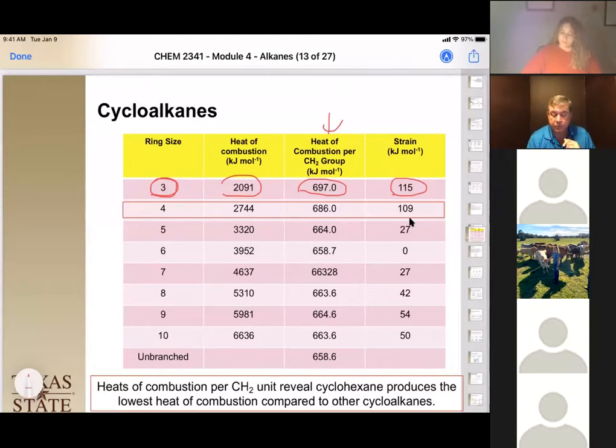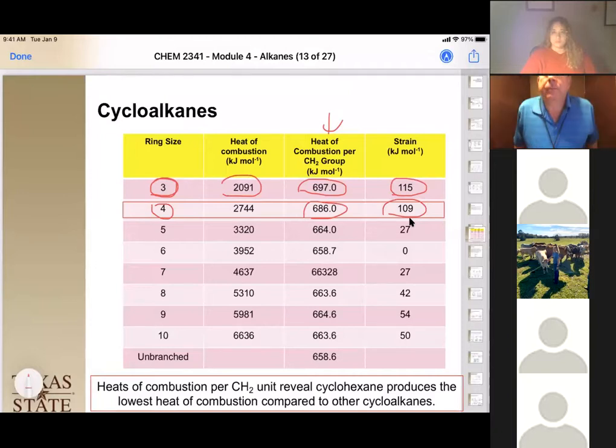Now, if we move up to 4, we've now gone to a 90-degree angle. So that's closer than the 109 that we're looking for, but it's still not perfect. It's still strained. And when we account for the heat loss and the number of carbons we have, we see 109 kilojoules per mole ring strain. So we've released some ring strain by going one more carbon, but we're not relaxed like a regular alkane. So let's go up one more carbon.